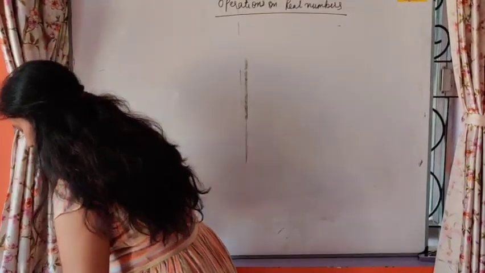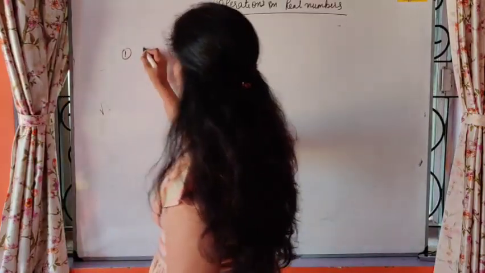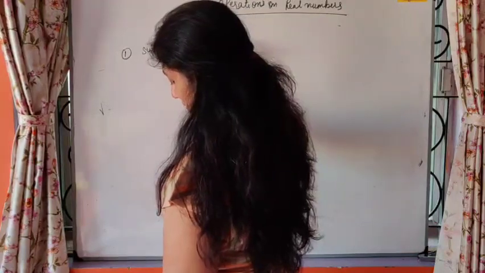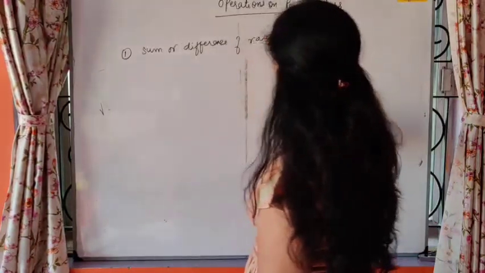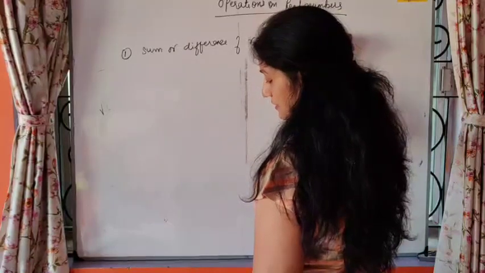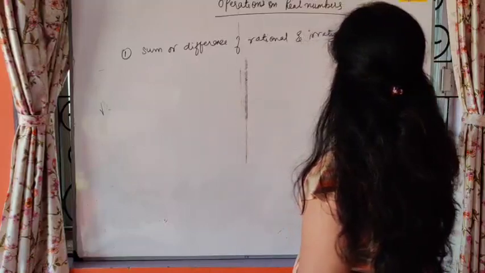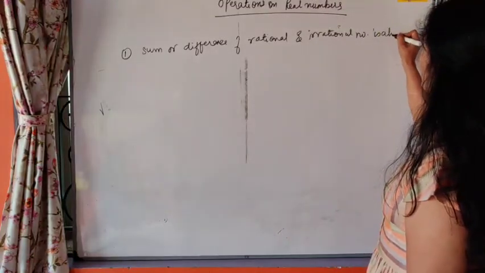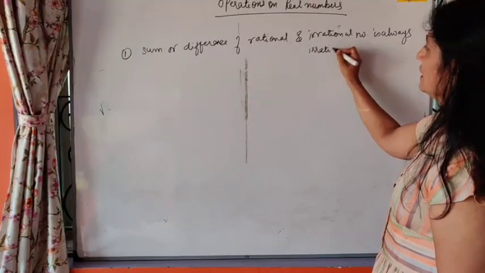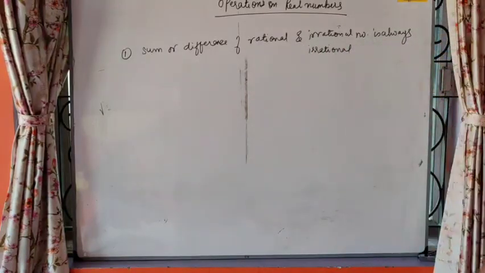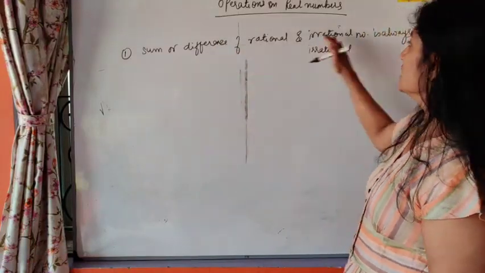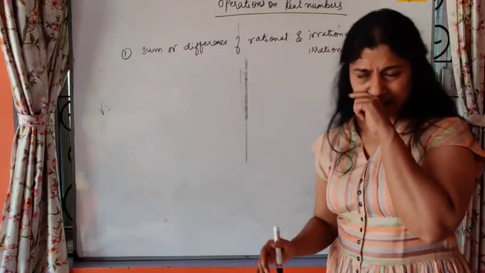With these examples, we can conclude that the sum or difference of rational and irrational number is always irrational. Can you give an example of it? What did I say? The sum or difference of rational and irrational number is always irrational.